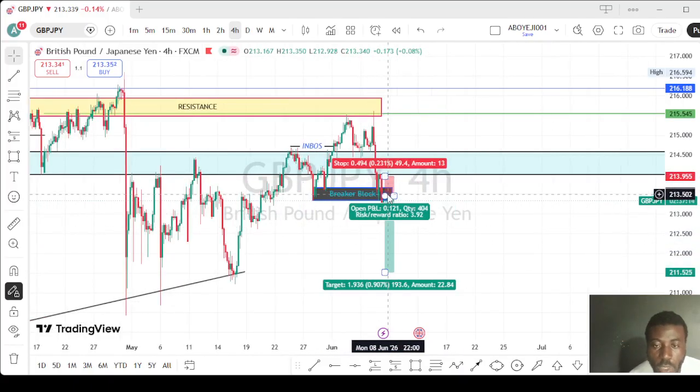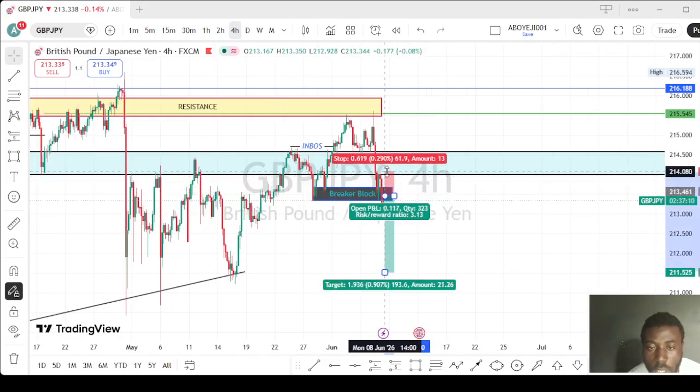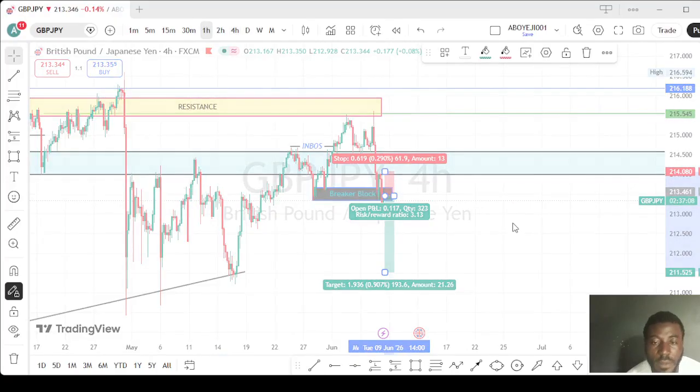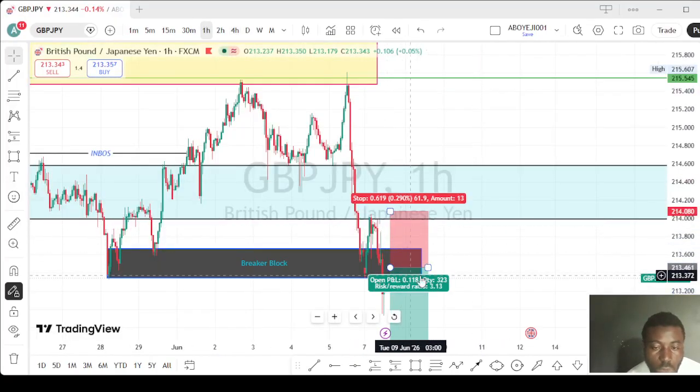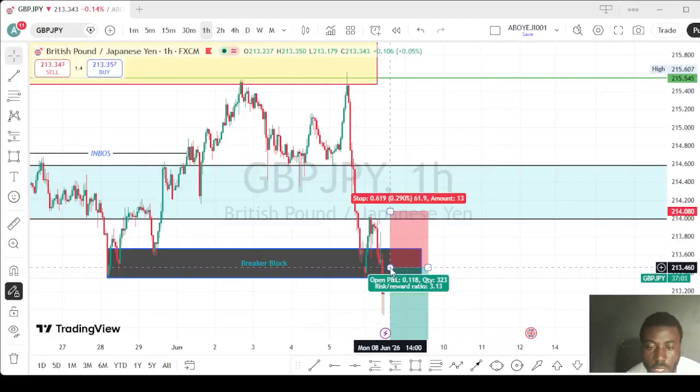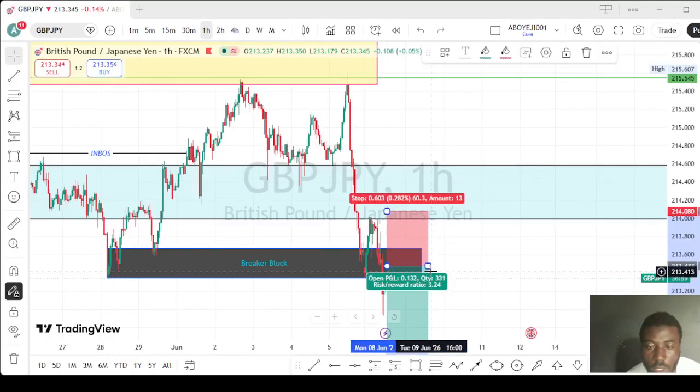So let's see if we can see a huge downtrend, and our stop loss will be below here. So let's move to 1 hour time frame. You can see what 1 hour time frame is giving us. So let's just be patient. Let's see what the market has for us.